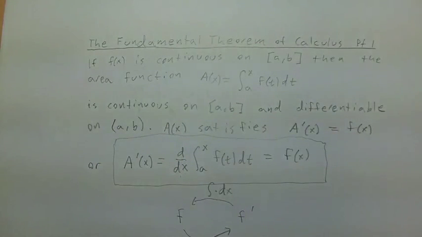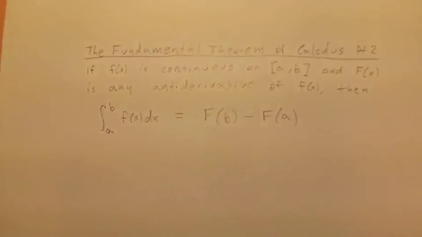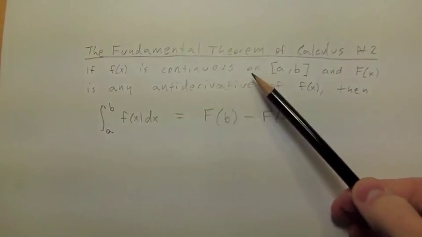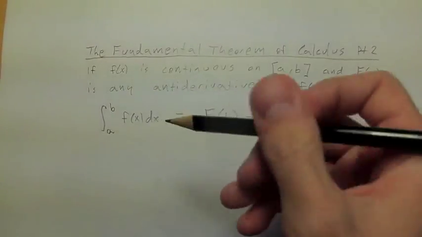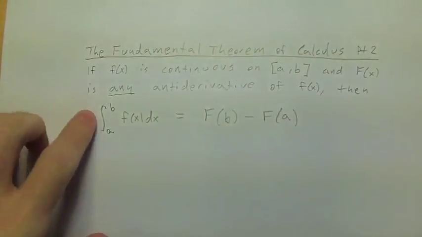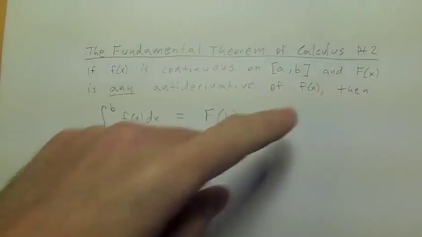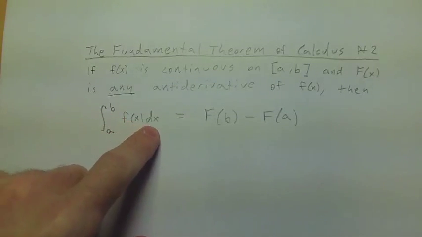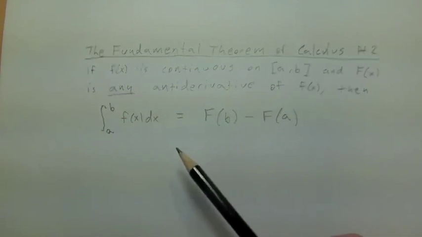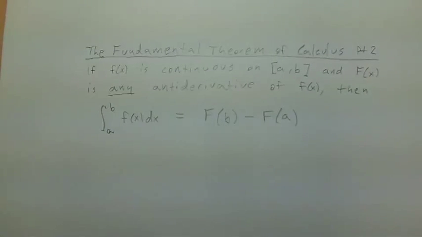Okay, let's look at part 2 of the fundamental theorem of calculus. Here we go. The fundamental theorem of calculus, part 2. If f of x is continuous on a to b, and capital F of x is any antiderivative, and that's an important part there, of f of x, then the definite integral from a to b of f of x dx is simply capital F of b minus capital F of a.